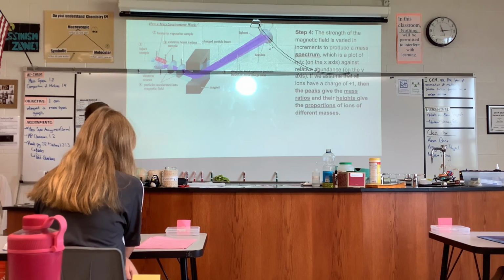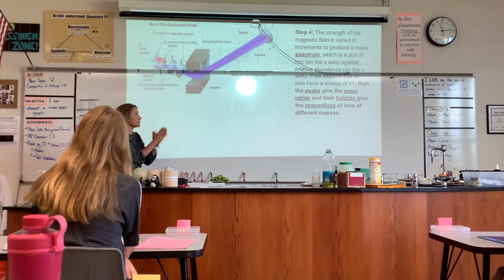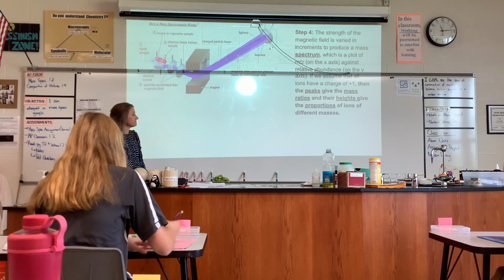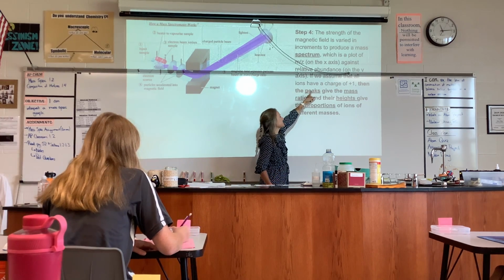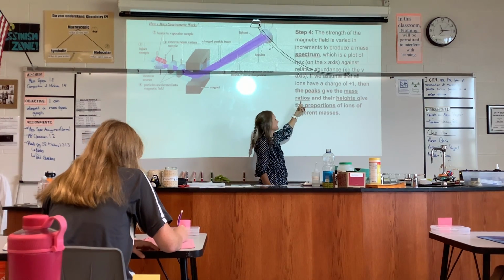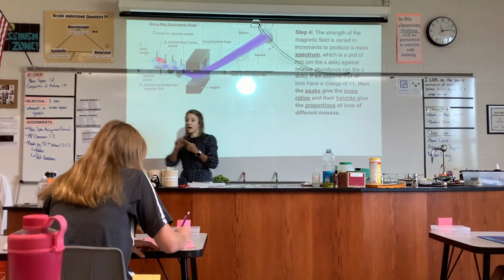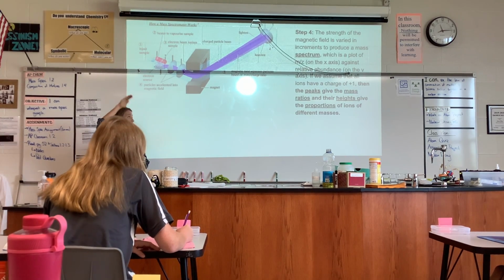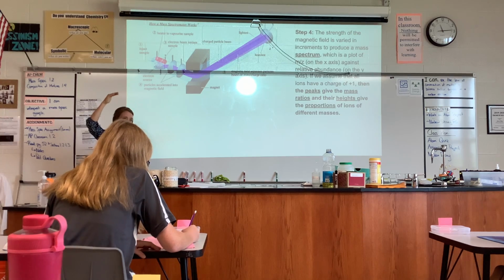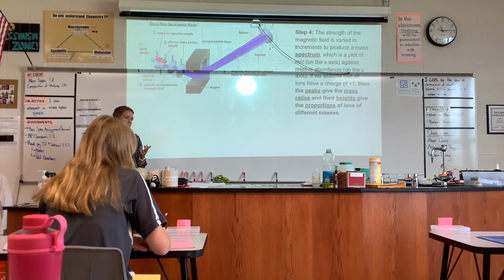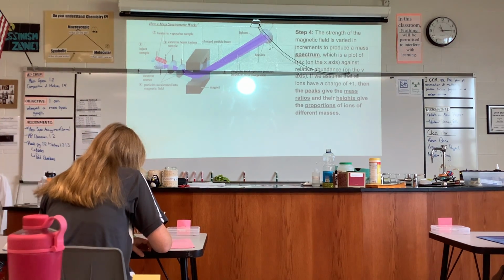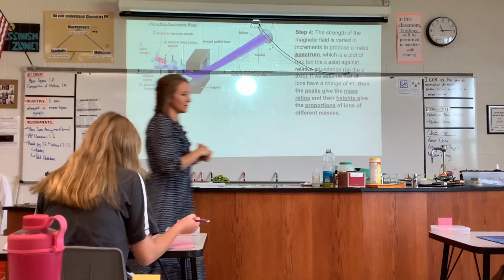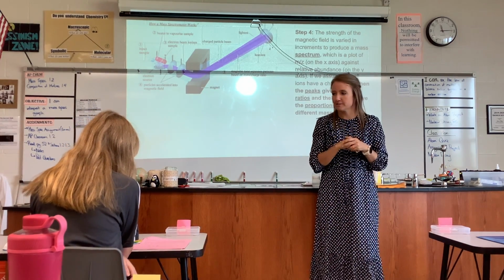Okay, so the strength of the magnetic field is varied to produce our mass spectrum. Okay, that's what our graph is called. And then this is what we're going to be looking at here, the key things. The peaks are going to give us a mass ratio of their height, which is going to help us to know how much of it there is. And then the x-axis will tell you the weight at which it's at. So like any graph we read, you want to make sure you pay attention to the x and y axis to identify both of those patterns.